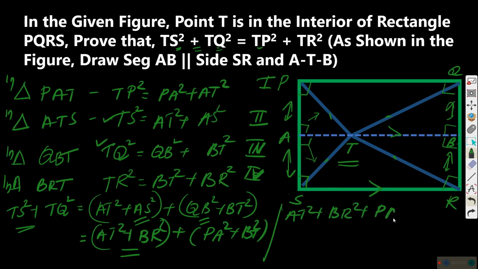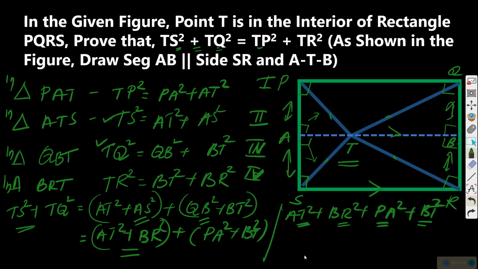That is AT square plus BR square plus PA square plus BT square. Now we open the bracket, which is equal to TS square plus TQ square. Space is less, so I am adjusting. So all these we will rearrange now. We will rearrange this in such a way that we will bring AT square and PA square together to write TP square, as well as BR square and BT square together to write TR square. So we can directly write the answer.